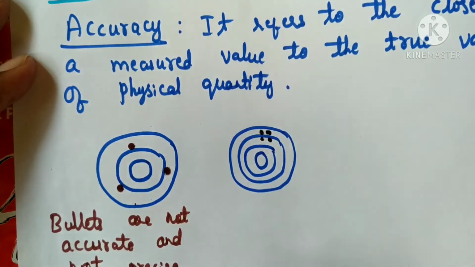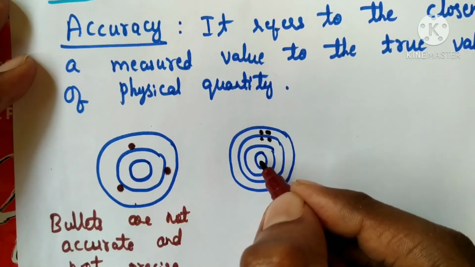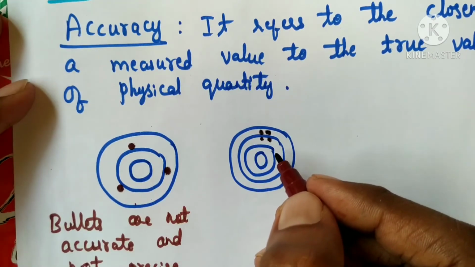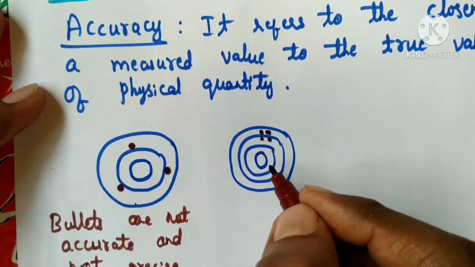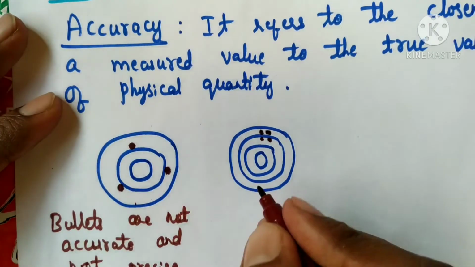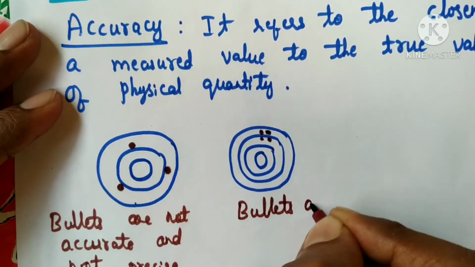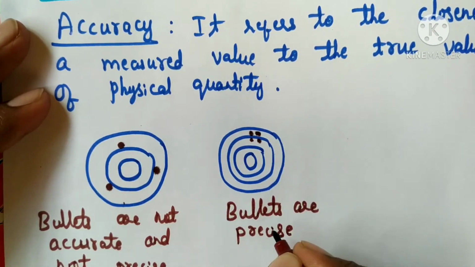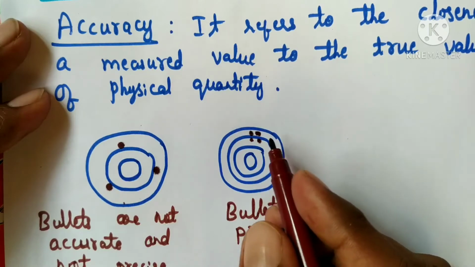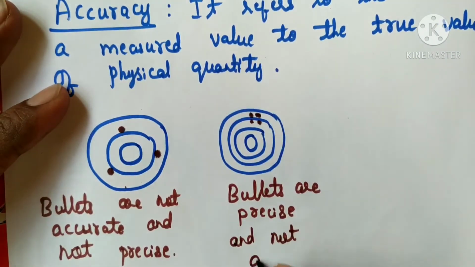Okay, and here if you observe the bullets, of course they are not at the target, they are not at the middle. So here the bullets are close to each other, but they are not at the central target. So we can say that bullets are precise. They are precise. Why they are precise? Because all the bullets are very close with each other. So that's why they are precise. But they are not accurate.